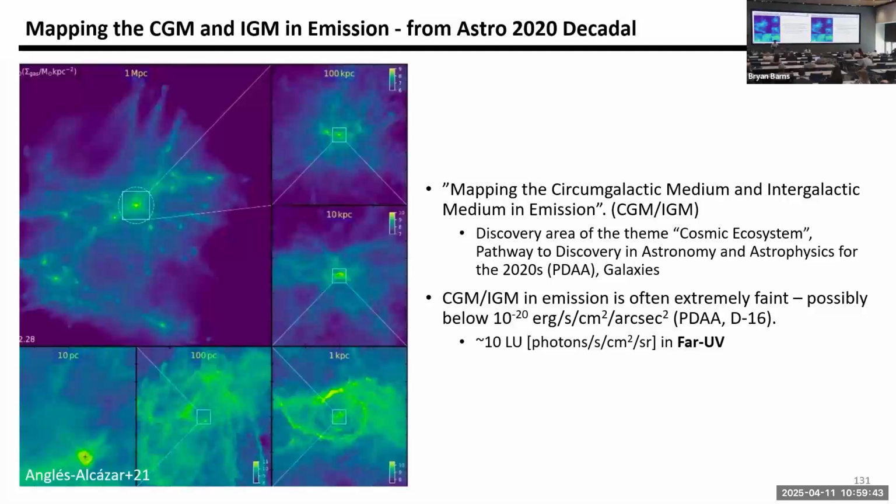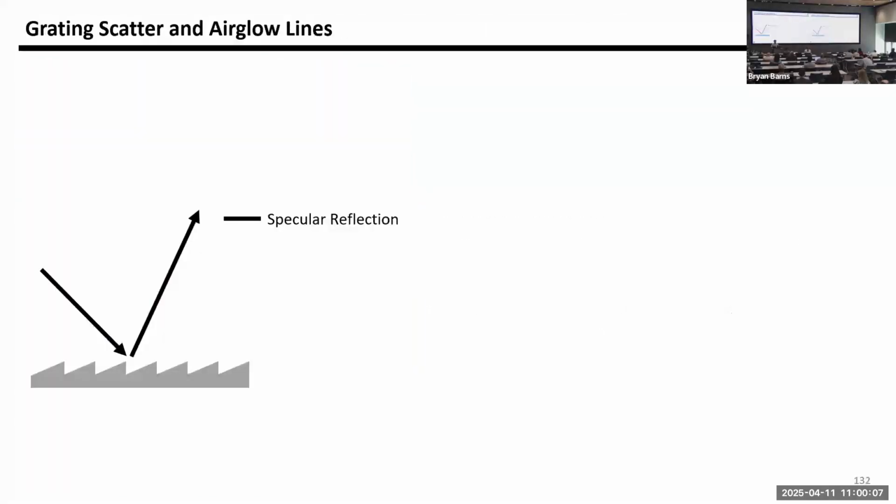And the challenge is that these CGM and IGM emissions are very faint. I put the 10 to the minus 20 numbers here, which is like 1,000 times fainter than what you were able to observe in previous or existing missions. So observing these emitting gas components is really challenging. I keep thinking about what the missing piece of technology or information is that will enable us to detect those faint CGM emissions in future missions. And this is one of the missing components, which is the impact of grating scatter by the airglow lines.